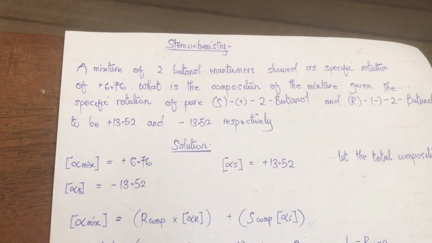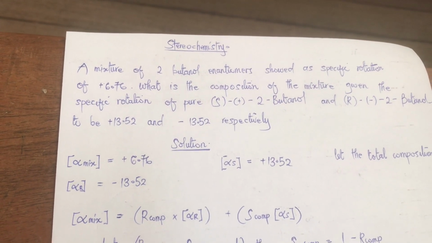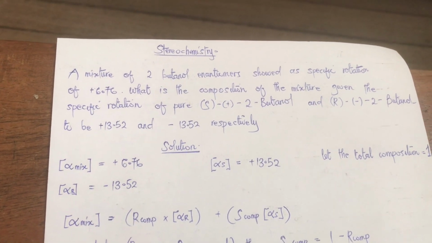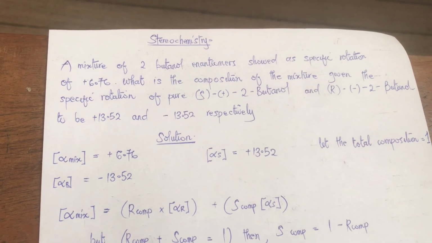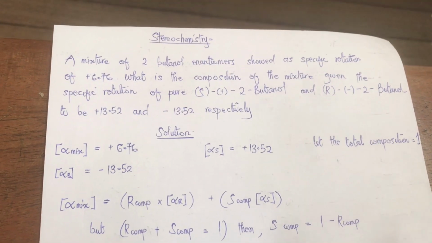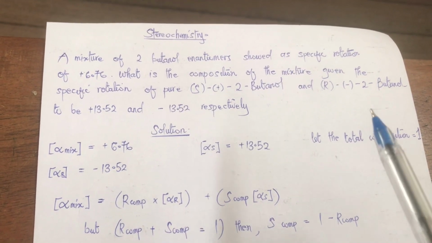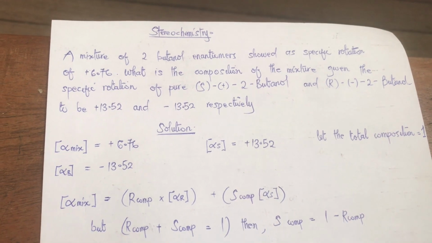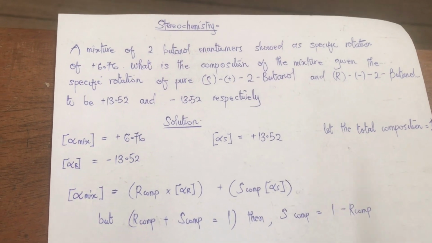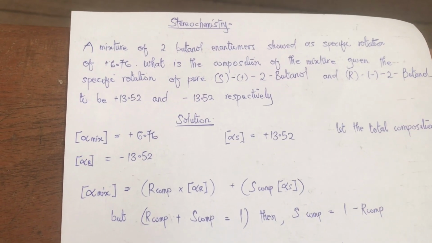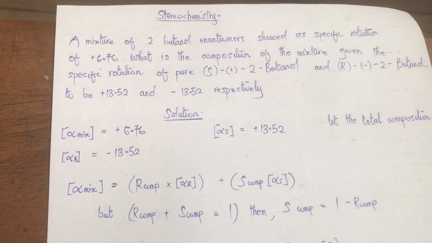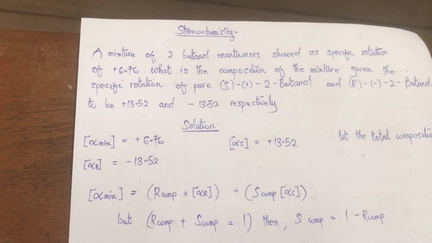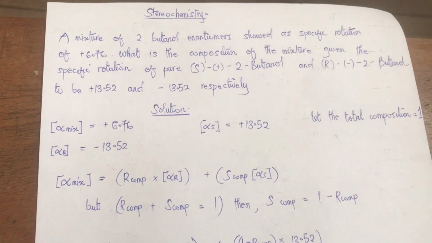So you see, the mixture itself has different properties as compared to the constituents, the enantiomers. Now they are asking, what is the composition of the mixture? If they are asking for the composition of the mixture, they are asking what is the composition of, let's say, the R enantiomer and the S enantiomer in the mixture. So you are going to consider the mixture as one.